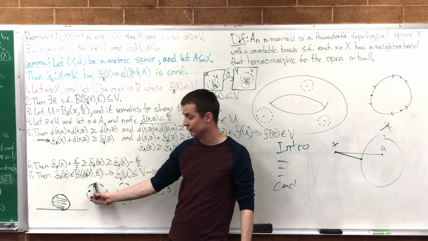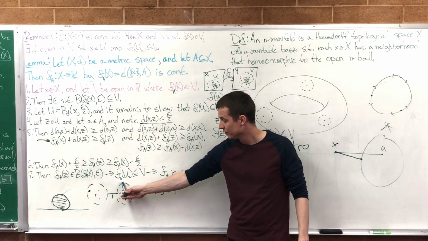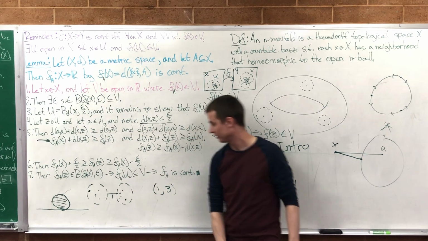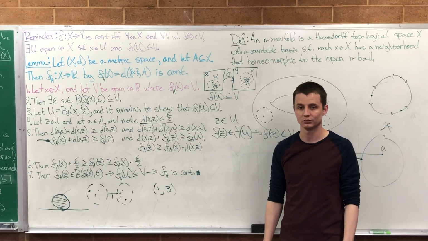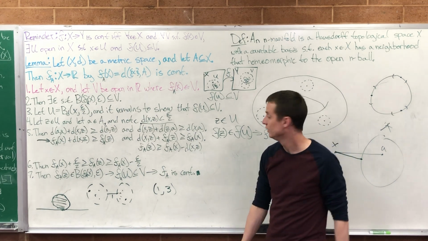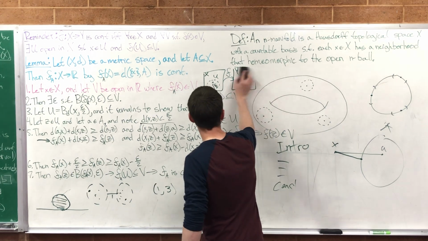So f of z is in this open ball. That open ball was a subset of v. So we show that f of u is a subset of v, and f is continuous. You see how I finish off? Okay, so that is our last proof for the class.